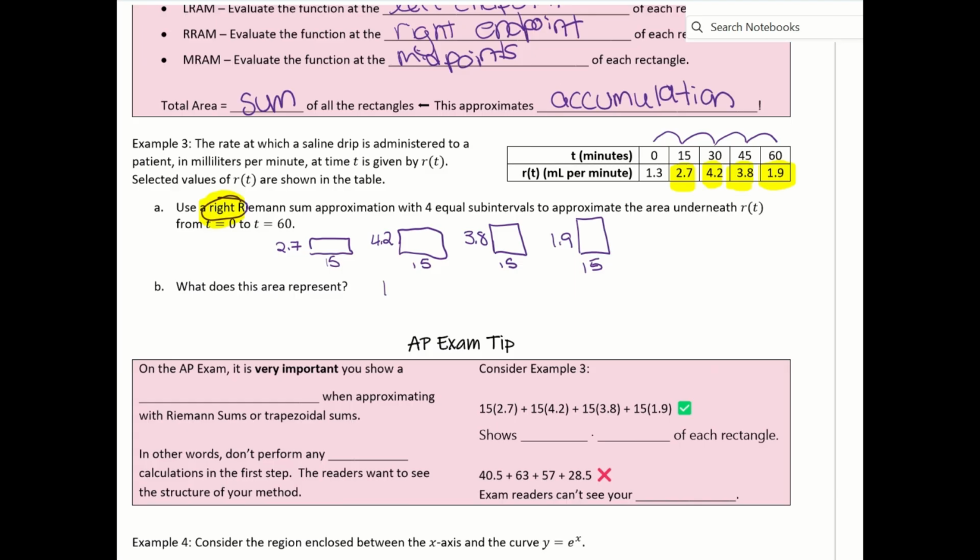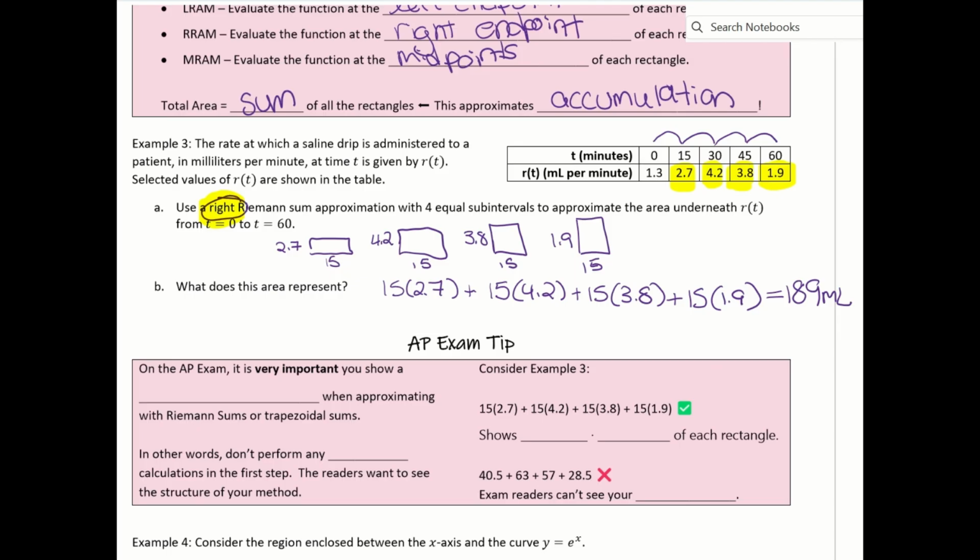So you can write it as 15 times 2.7 plus 15 times 4.2 plus 15 times 3.8 plus 15 times 1.9. And when you put that in your calculator, you should end up with 189. So that tells us approximately how many milliliters were administered from the 0th minute to the 60th minute.